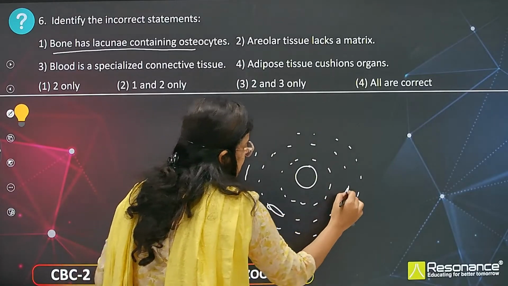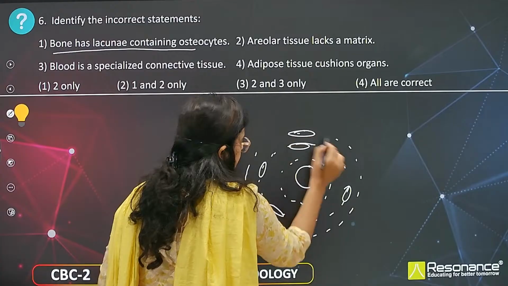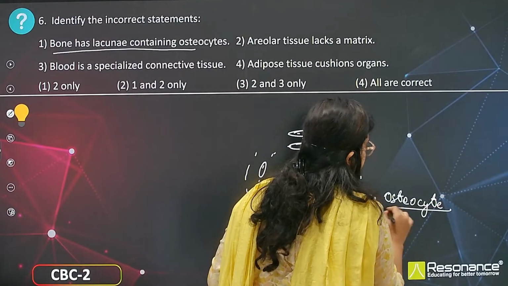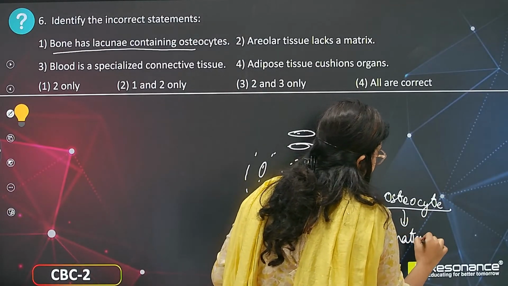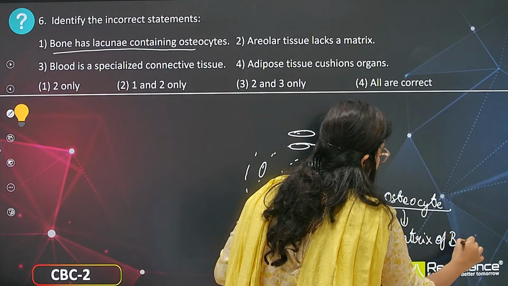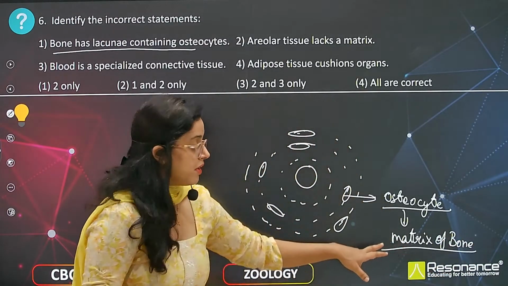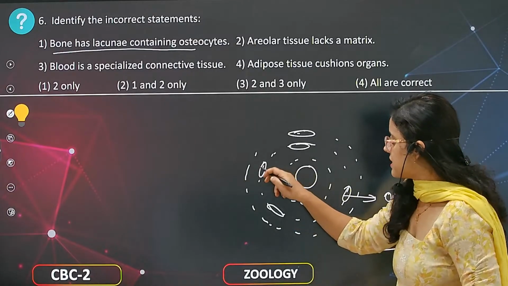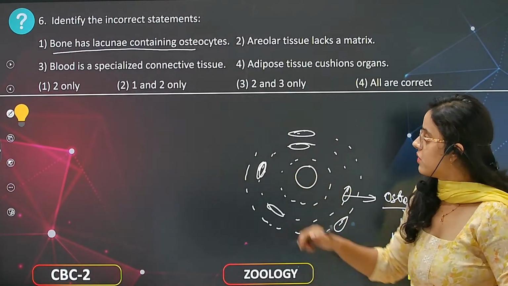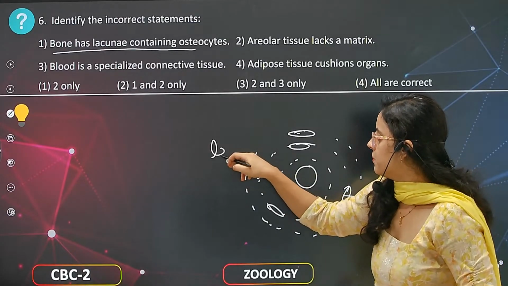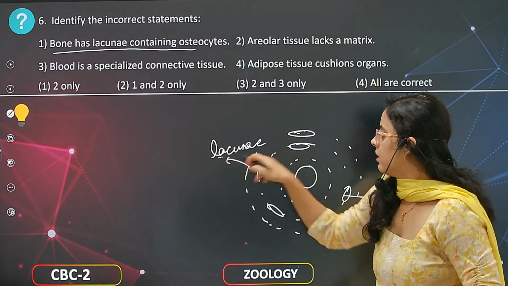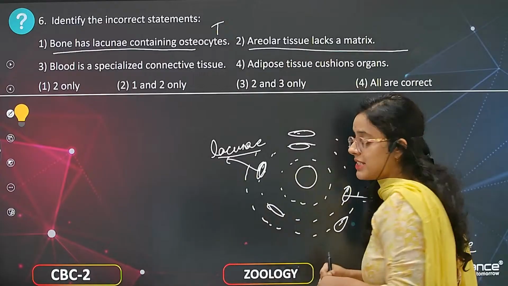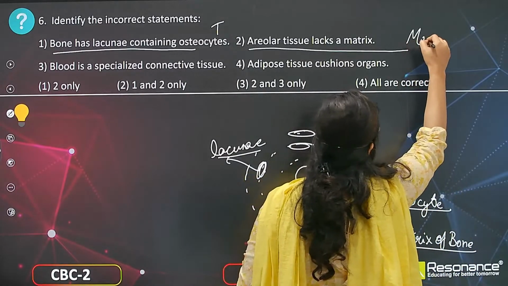They have cells, and they have small spaces between them. These are osteoblast cells or osteocyte cells, which form the matrix of the bone. That is, the bone matrix consists of calcium carbonate, ossein protein, fibers, right? So bone has lacunae. These are the spaces that consist of osteocytes, and they are called lacunae. So this is a true statement. Now coming to the second, areolar tissue lacks a matrix. It consists of a more amount of matrix.